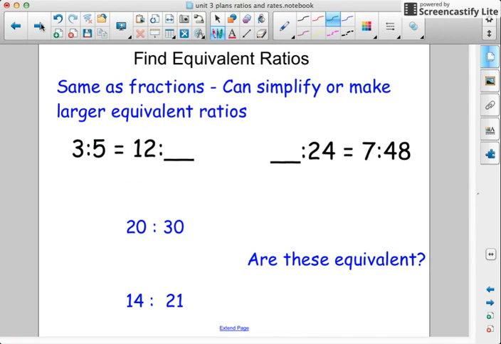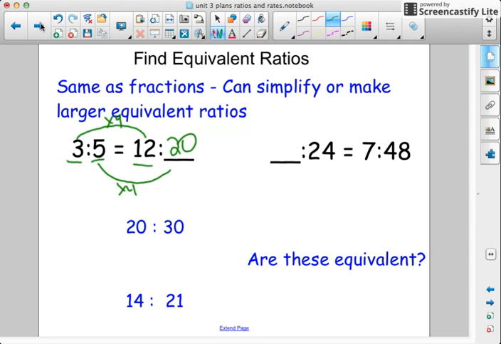Now we're going to look at finding equivalent ratios. So this is actually done the exact same way as fractions. You can simplify them or make larger equivalent ratios. So if I had a 3:5 ratio and I needed a 12 to something ratio, I would see, well, what would I multiply by to get from 3 to 12? That's times by 4. So I would take this 5 and times it by 4 as well, and I would get 20. So those are the same ratios, just different numbers.